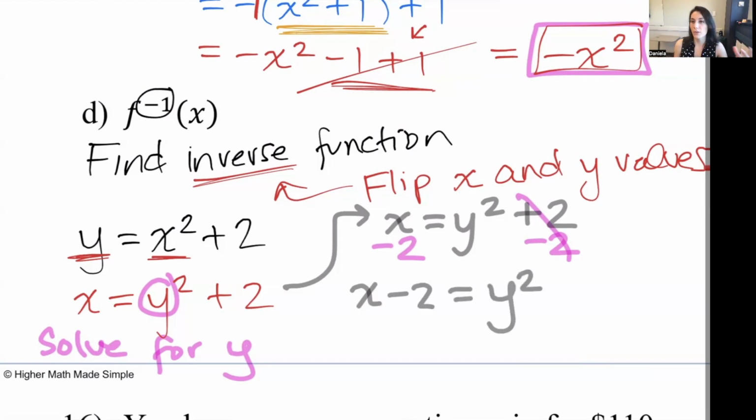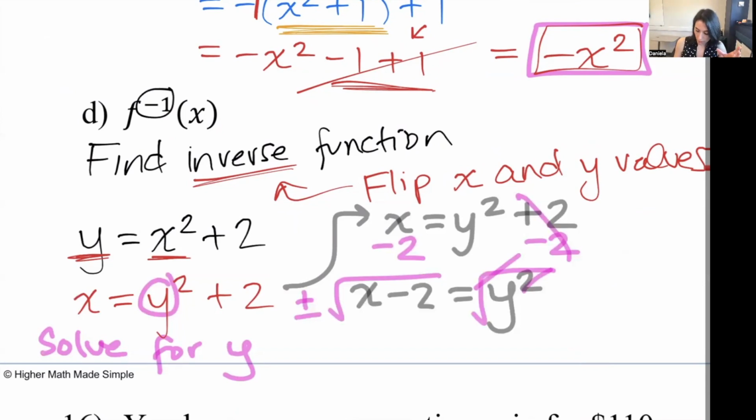And then we have to get rid of that squared. How do we do that? Well, the opposite of squaring is square rooting. So, again, make sure you square root both sides. So the squared goes away. And remember, when you take the square root of something, when you're solving for x, it's technically going to be a plus or minus. That's always true. When you take the square root, it's plus or minus.